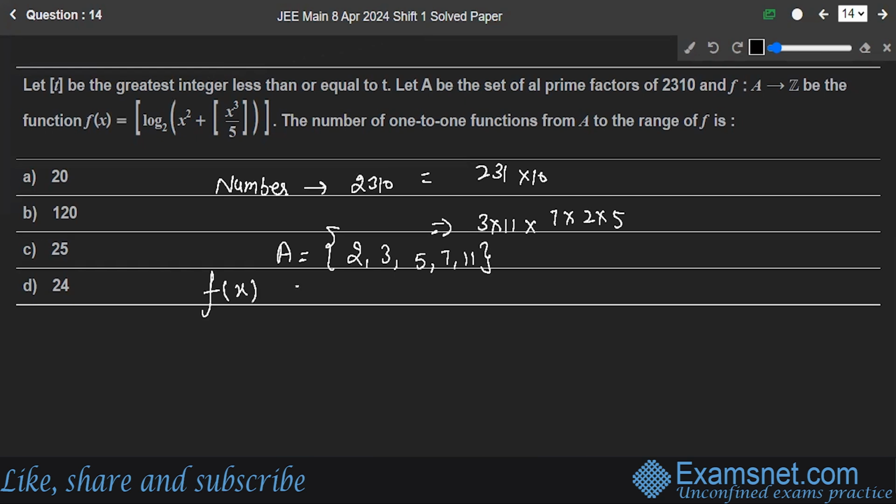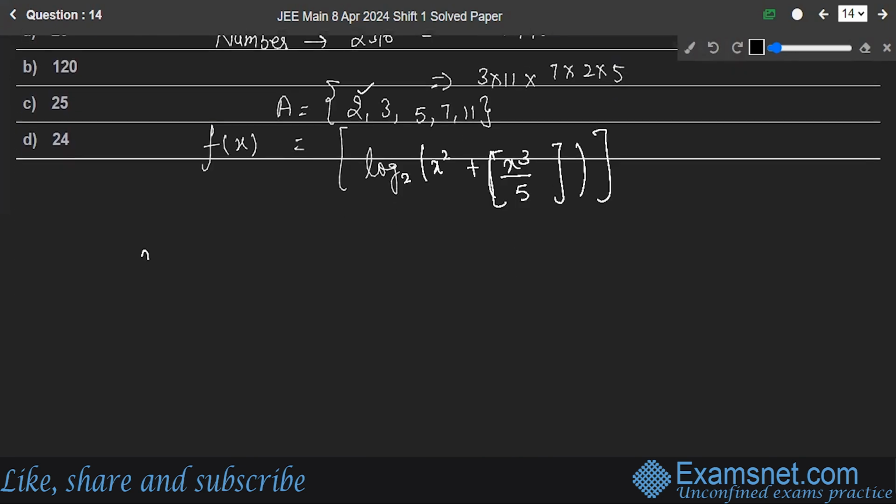What is your function? This is log to the base 2 of x square plus x cube upon 5, like this. So first thing, f of 2 will be equal to log base 2 of 4 plus 1, right? Because this is 4 square upon 2 cube, that's 8 upon 5. That will give you 1 point something. So according to this, this is the function which gives you the greatest integer less than or equal to. So I will take a 1 value for this.